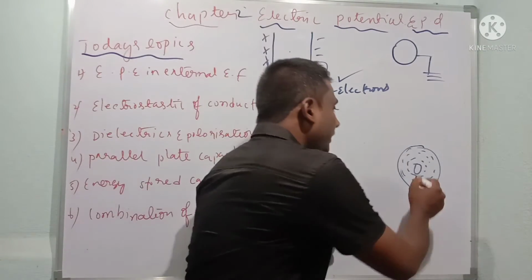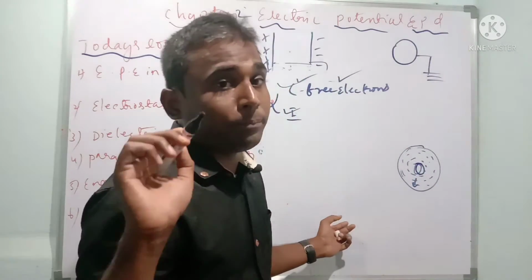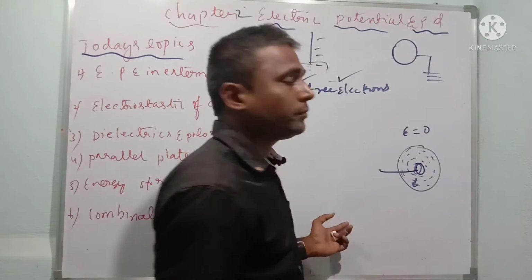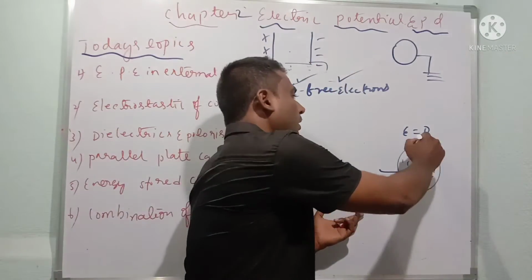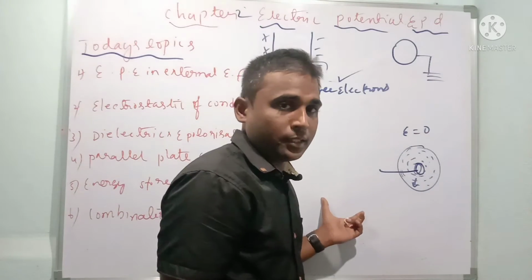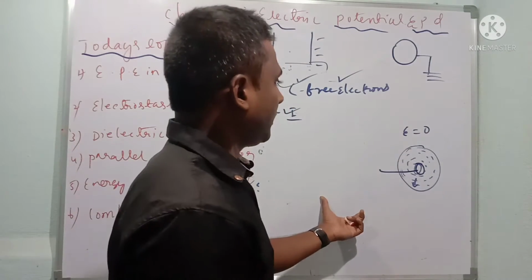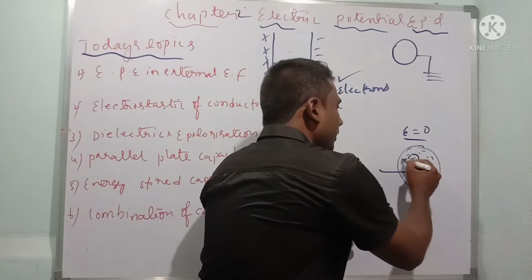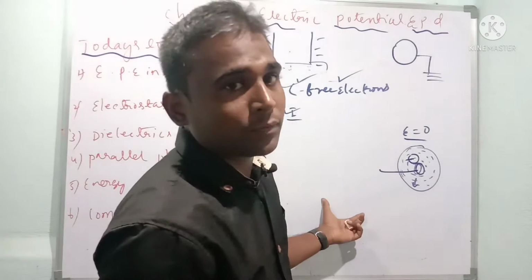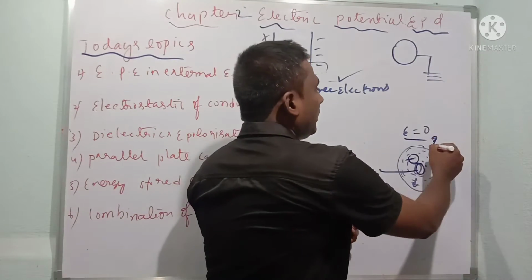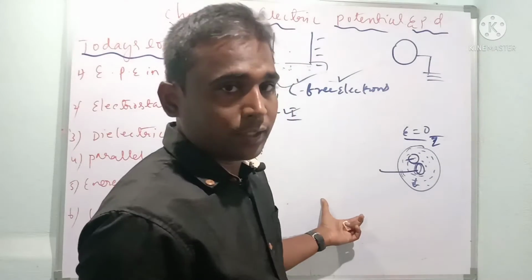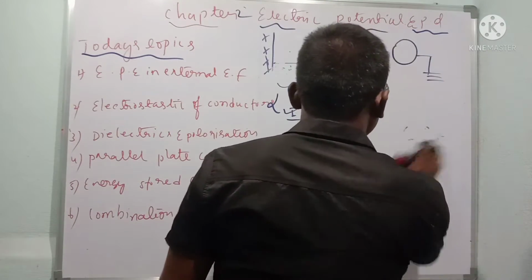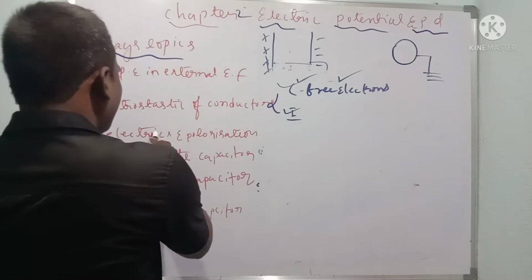Inside the conductor, remember three points are very important. Inside the conductor, the electric field is equal to 0. Why? Because the charges always come to the surface of the conductor. Hence, inside the conductor the electric field is equal to 0. If any cavity is there, again the electric field is equal to 0. And children, the electric field is always normal to the surface of the charges. Remember these three points.